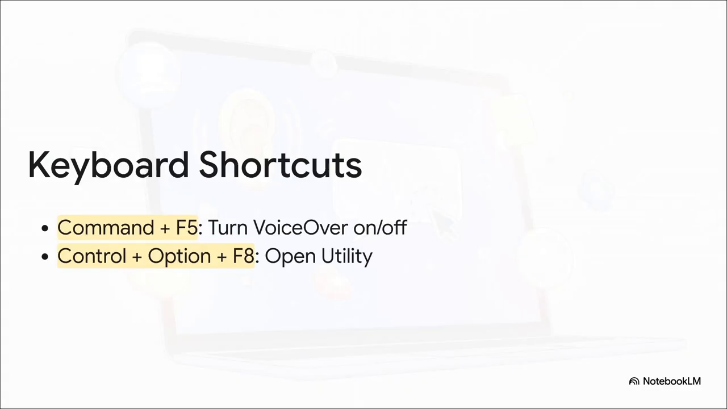But hey, for power users, these direct keyboard shortcuts are absolute game changers. Pressing Command plus F5 toggles VoiceOver on and off instantly. And if you need to tweak a setting on the fly, hitting Control, Option, and F8 opens the VoiceOver Utility directly, completely bypassing the need to dig through all those menus.